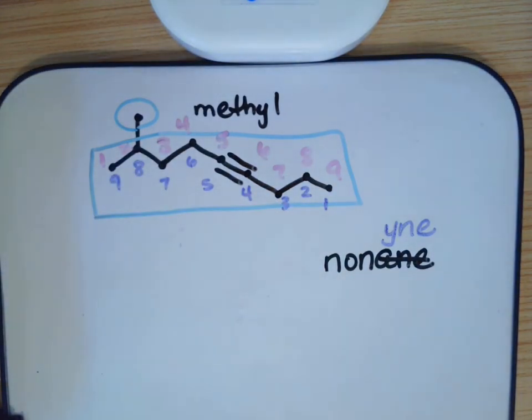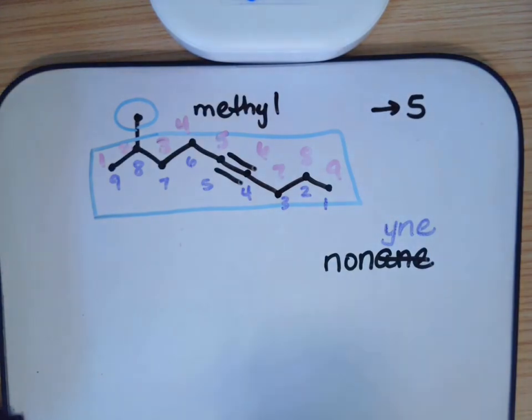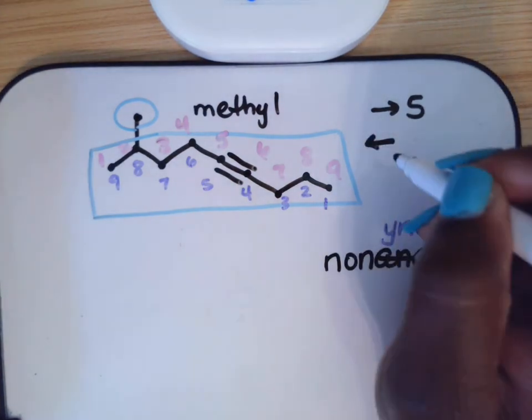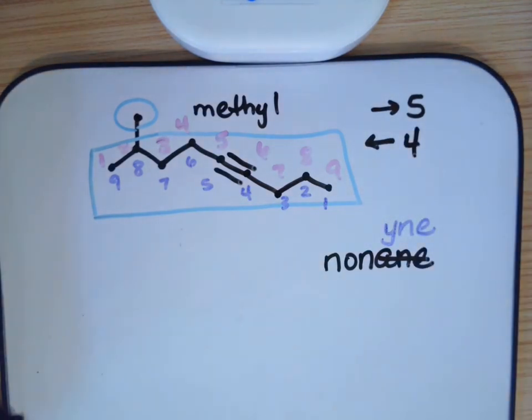But what that lighter color shows us is that if we went from left to right, we would have a methyl on carbon 2, and our triple bond would start on carbon 5. If we went from right to left, we would have a methyl on carbon 8, but our triple bond would start on carbon 4. And so you want your triple bond to have the lowest number possible. Just as if we were naming an alkene, we want the double bond to have the lowest number possible. But in the case of the alkyne, we want that triple bond to have the lowest number possible.